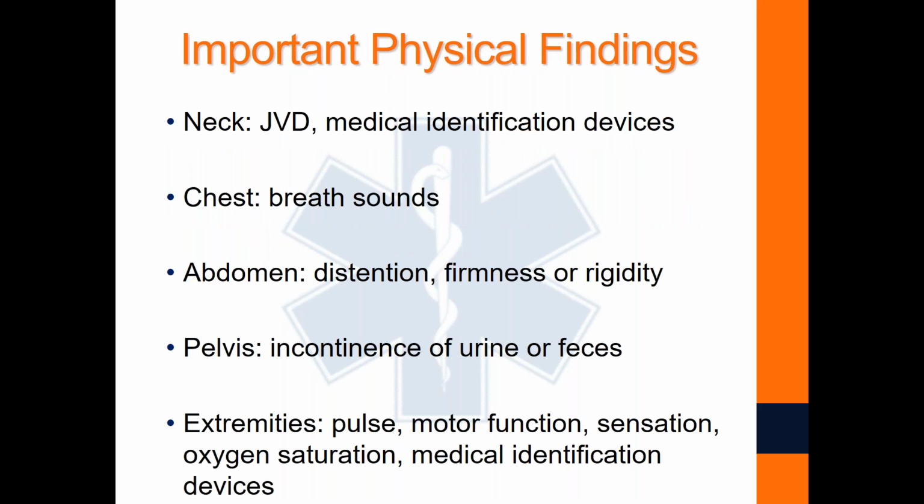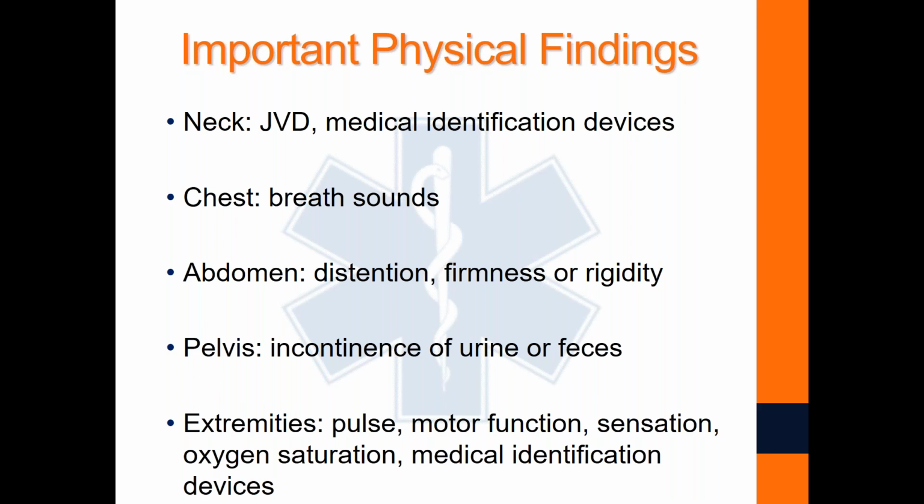I've looked at the neck. I want to make sure that I don't see any distended jugular veins. I'll show you a picture of what those look like when we talk tomorrow about shock. I'm also going to be evaluating my patient for any medical identification devices. I'm going to reassess their lung sounds and see if anything has changed there. I'm going to palpate those 4 quadrants of their abdomen, looking for distension, firmness, or rigidity.